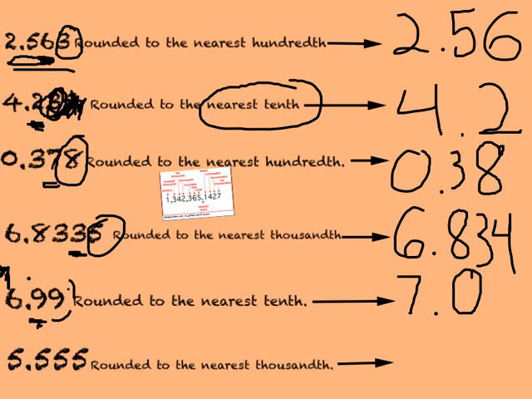Okay, last one, 5.555, rounded to the nearest thousandth. Here's the thousandth place. There's nothing after that thousandths place, so there's an invisible 0 right there. There's nothing there. So it's just going to stay the same. 5.555. Perfect.